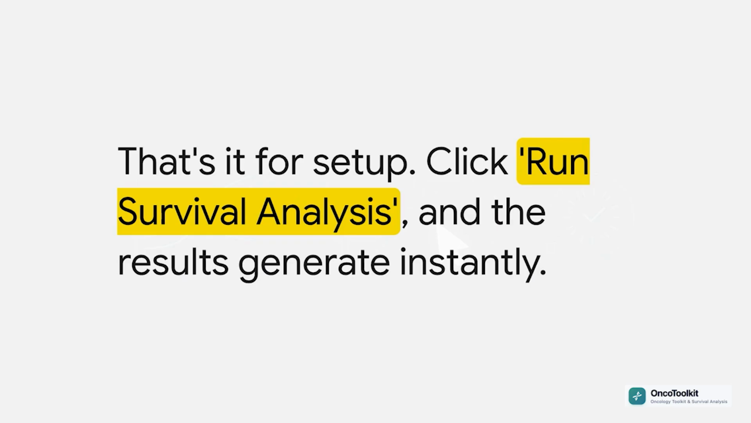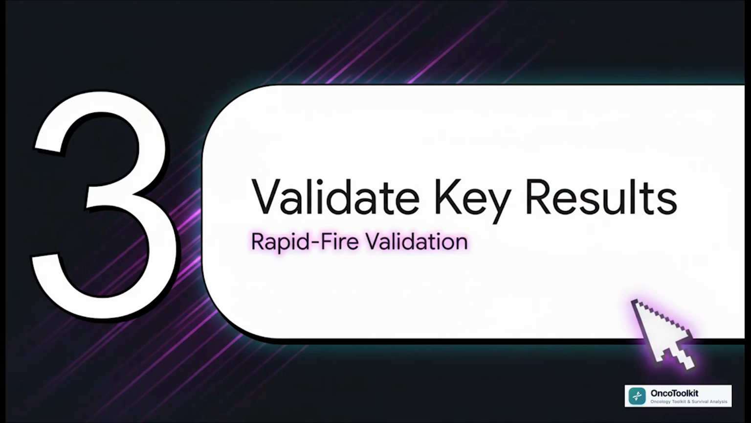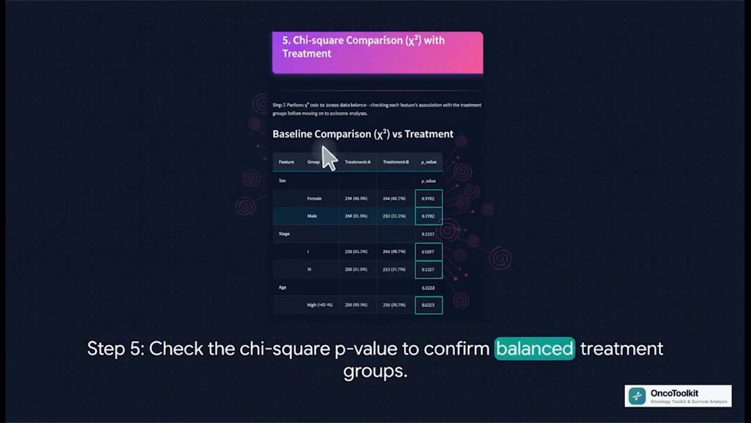And believe it or not, that's it for this setup. Just click Run Survival Analysis, and the results are going to pop up pretty much instantly. Okay, results are in. Let's do a really quick rapid-fire validation of the key outputs. The very first thing you're going to do is scroll down to step 5. This is your first checkpoint, the chi-square test. You're just looking at that p-value to make sure your baseline characteristics are balanced between the treatment groups.